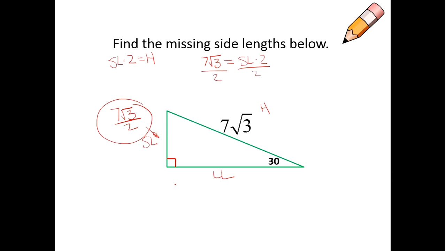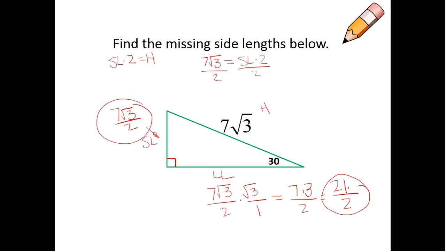Now, let's find our long leg. That is this times the square root of 3. So 7 square roots of 3 all over 2 times square root of 3 over 1. So on the bottom, I'm just going to get 2, right? And then I'm going to have 7 times the square root of 3 times the square root of 3. Well, that's the square root of 9, right? Square root of 9 is 3. So I'm going to have 7 times 3 on top, or 21 over 2 for my final answer of my long leg.